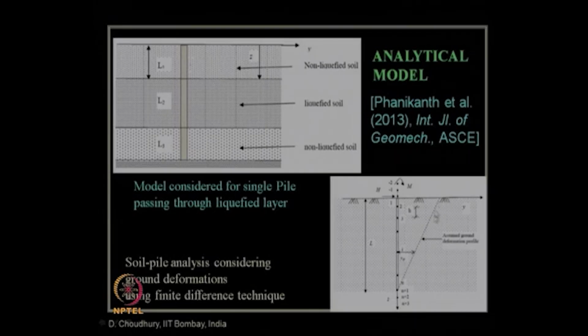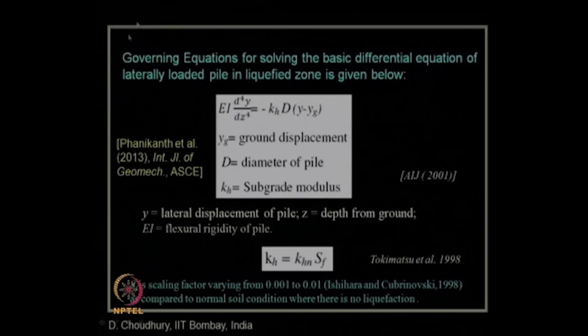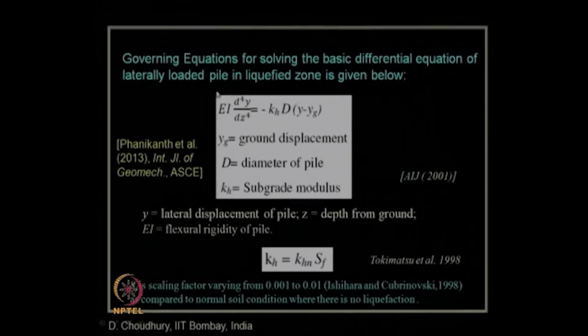So, based on your assumed ground deformation, where from you get this assumed ground deformation, or you can get an actual ground deformation from your free field analysis of ground subjected to some earthquake acceleration. Okay. So, you know the ground displacement profile. So, from that you can find out the behavior of individual sections and how to get that. Let me show you the basic governing equation which needs to be solved, the basic differential equation for a laterally loaded pile in a liquefiable zone.